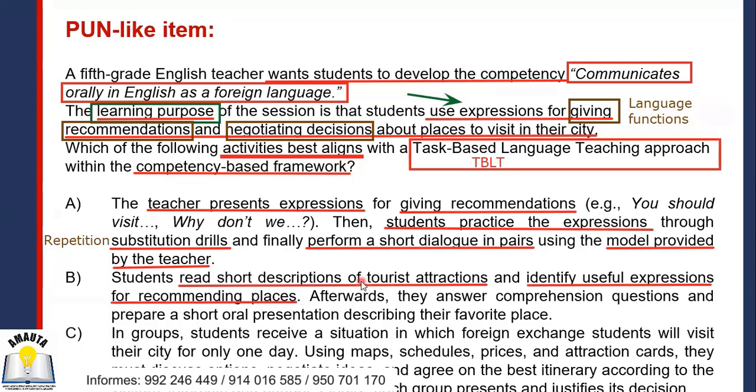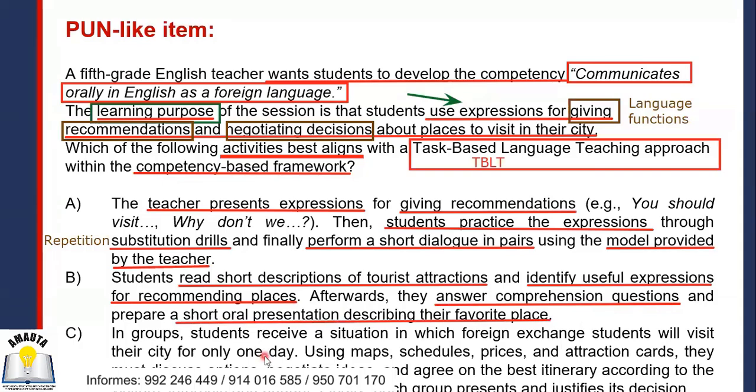Well, maybe here they learn about some expressions for giving recommendations. That is the first language function, but through a written activity, a reading activity, because first they read. Afterwards, they answer comprehension questions. You see, it's a reading task. They answer comprehension questions, and then they prepare a short oral presentation describing their favorite place.